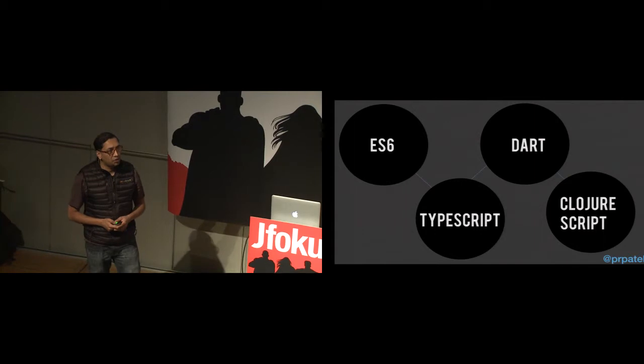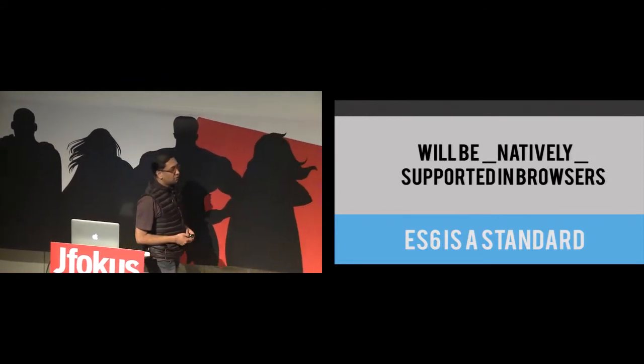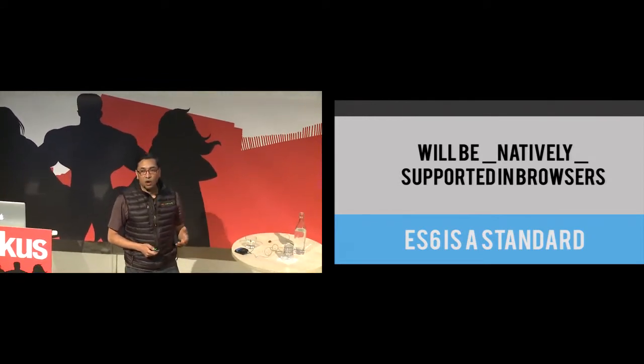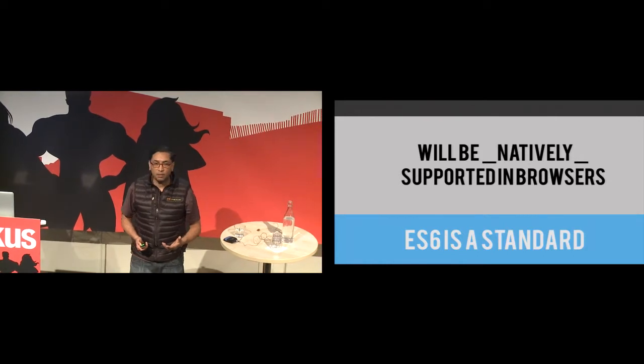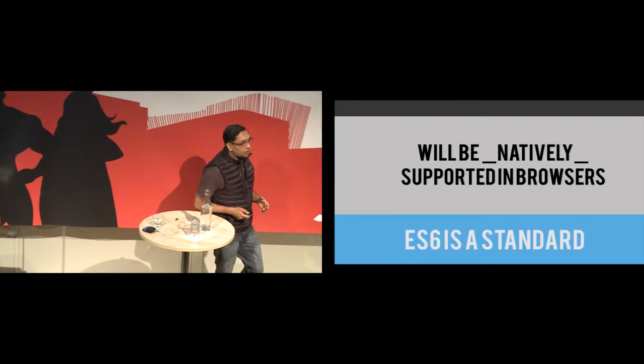Now, one of the advantages of just using ES6, however, is that eventually you won't need the Babel transpiler. ES6 is the standard, so it will be in all the web browsers eventually. Right? So yeah, you can use ClojureScript, you can use TypeScript, any of the other different languages.